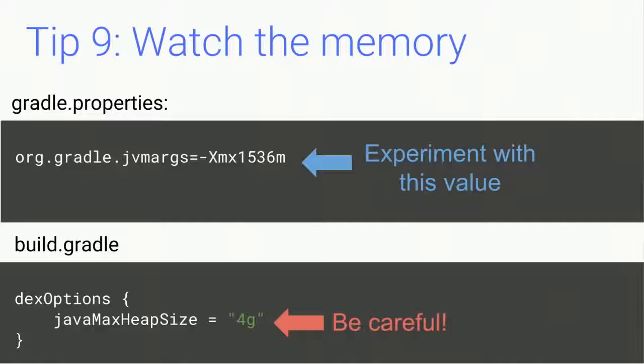Now, another thing I want to call out is that in our DSL, we have this dexOptions, where we allow you to set the Java max heap size for the dex process. This made a lot of sense when dex was out of process. But since plugin 2.1, dex is now in process by default, so you should not really set this flag anymore. So if you have it, you can just delete it.